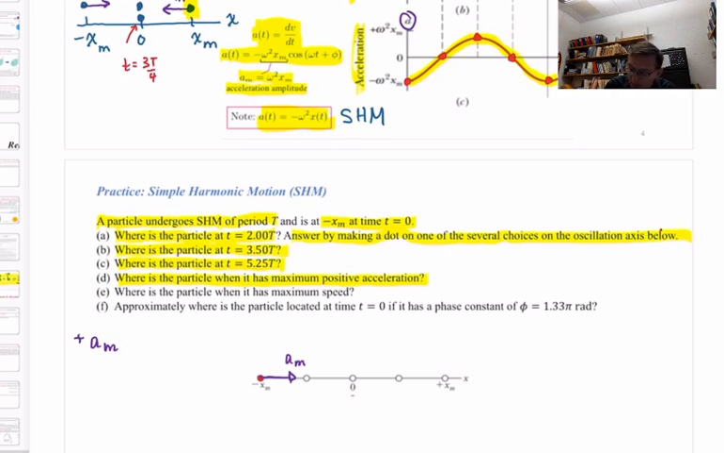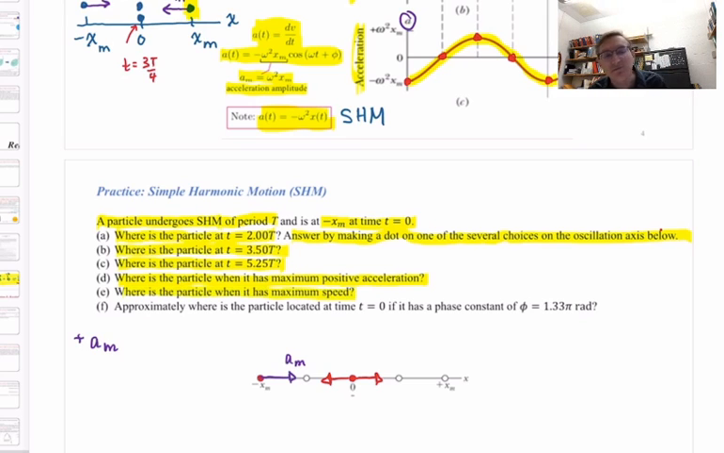E. Where's the particle when it has maximum speed? Think about that, please. Where is the particle located when it has maximum speed? We actually already said that, didn't we? It's when it's passing through equilibrium, going in either direction, right? Because we're just talking about speed. So it could be going that way, or it could be going that way, because speed is just the magnitude of velocity. But that's when it's traveling the fastest, when it passes through equilibrium. That's E.